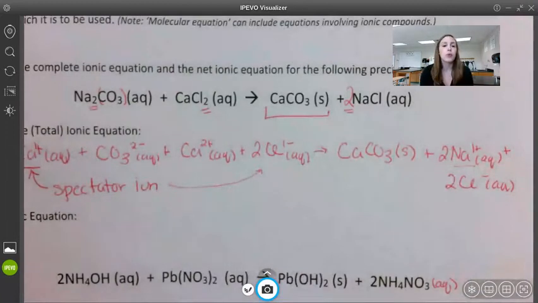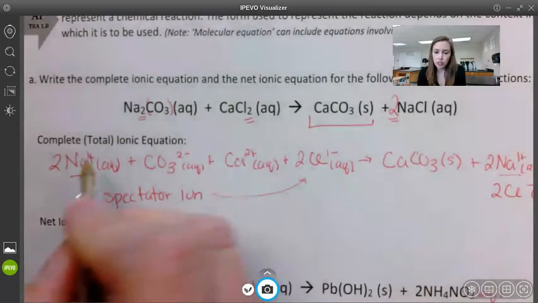Okay, so what that means when we get to the net ionic equation is that those ions are just hanging out the whole time. Think about if you're a spectator at a football game. You're not actually playing in the football game, right? You're just watching it. That's what these ions are doing. They're there, but they're not actually participating in the chemistry that's going on, the reaction that's going on.